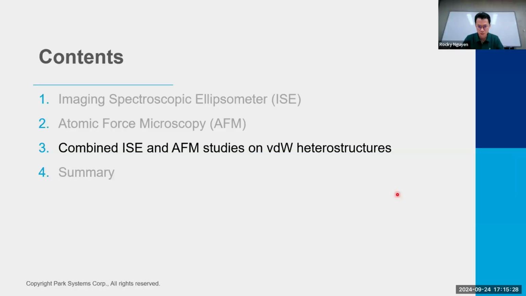So we have just finished the overview on the ISE and AFM. Now let's see how we combine those two measurements, those two instruments, to study the van der Waals heterostructure sample.